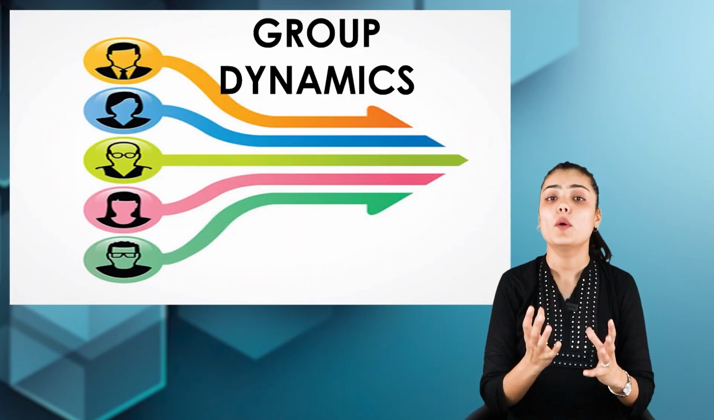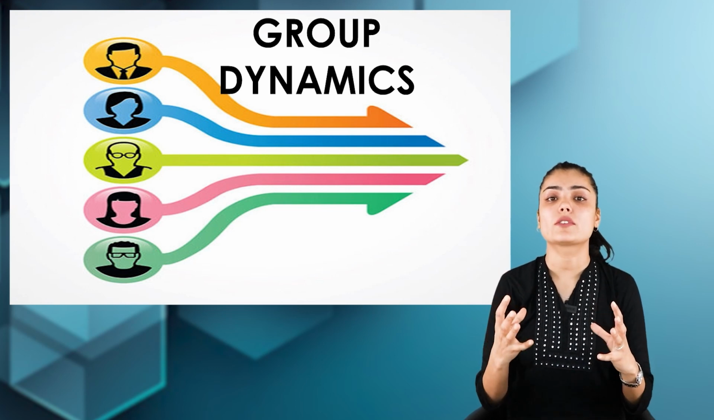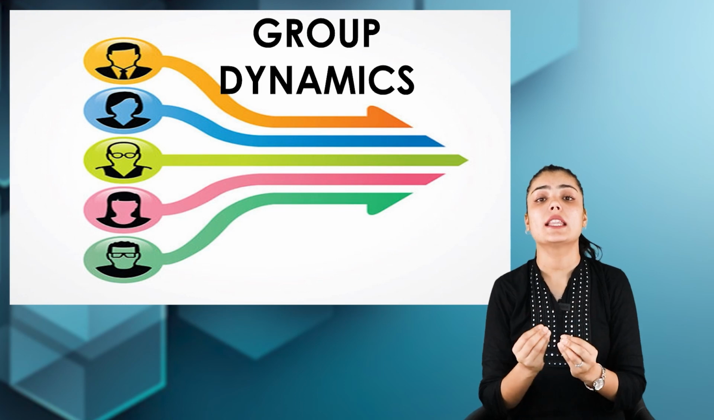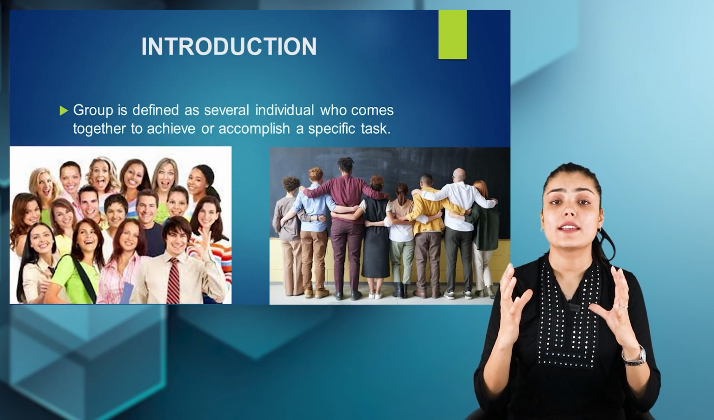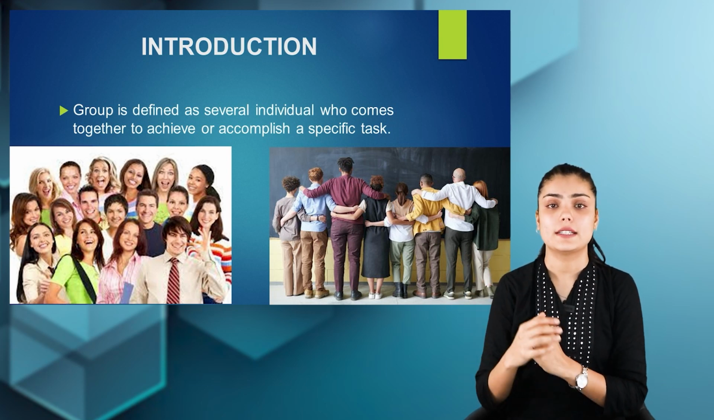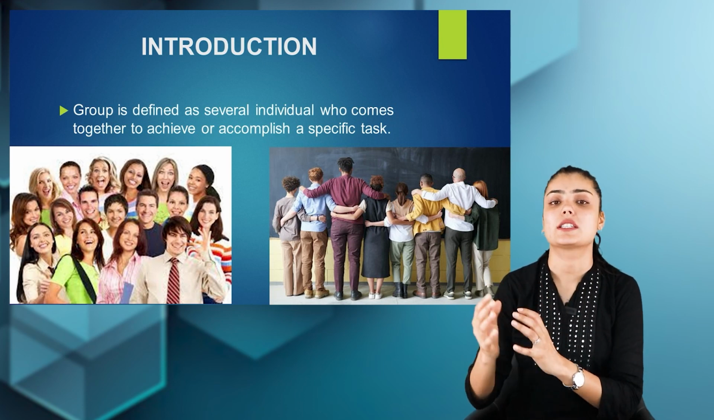In our previous session, we have seen what is a group, what is an individual and a group, how individual and groups are interrelated, and what are the functions of an individual within a group. So today we are going to see another aspect of group, that is group dynamics. A group is when several individuals come together to accomplish a specific task. Why do they come together? What is their aim in order to achieve a certain task?